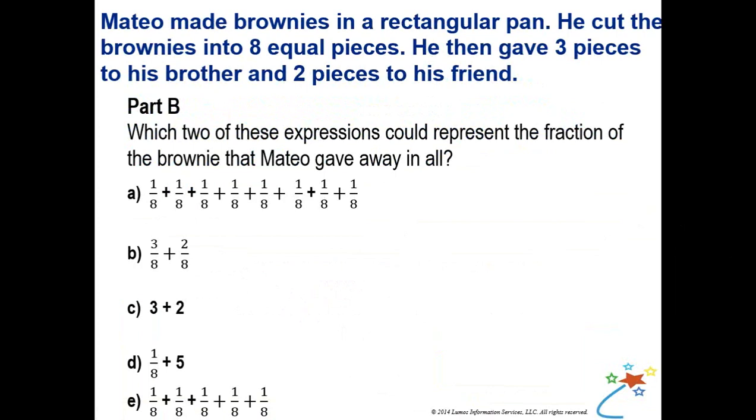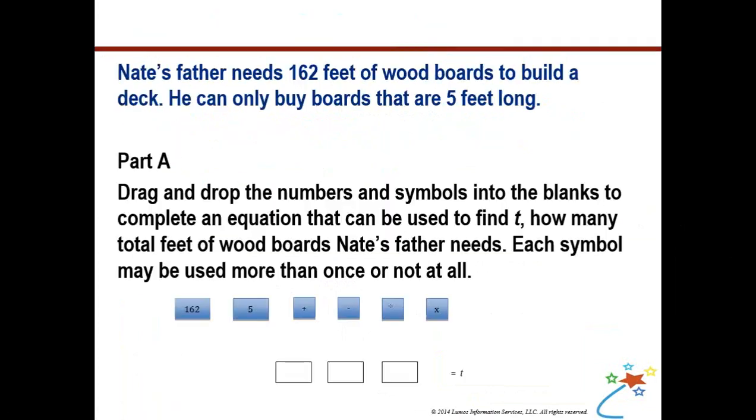Let's take a look at the next question. Nate's father needs 162 feet of wood boards to build a deck. He can only buy boards that are 5 feet long. Part A, drag and drop the numbers and symbols into the blanks to complete an equation that can be used to find T. How many total feet of wooden boards Nate's father needs? Each symbol may be used more than once or not at all.